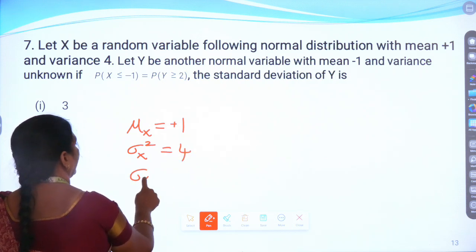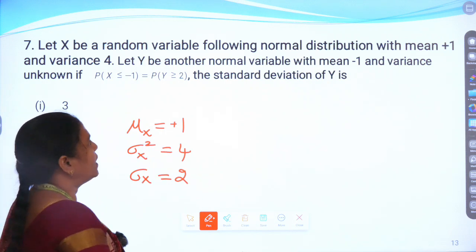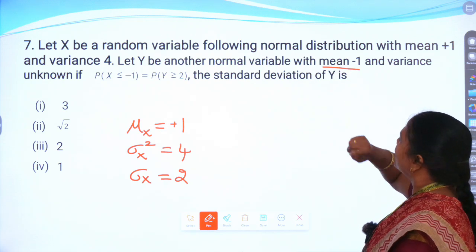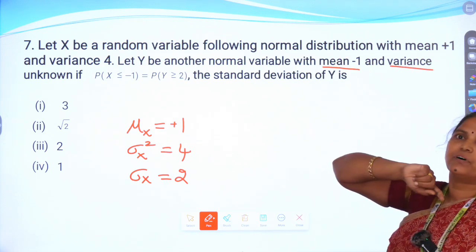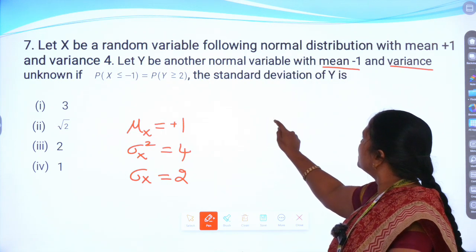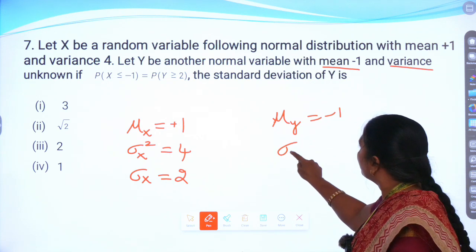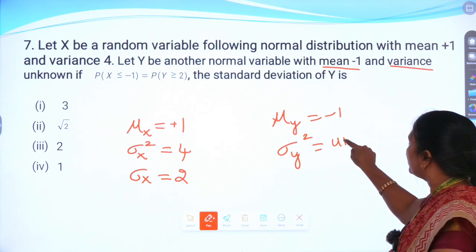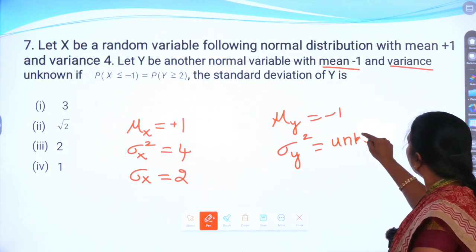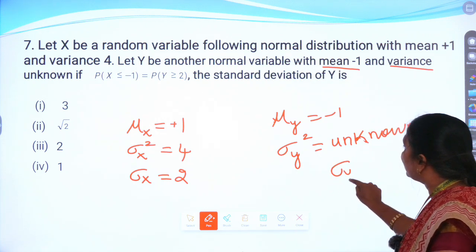If we need, we can find the standard deviation of x also. The standard deviation of x is 2. They have given the mean of y as minus 1, and we don't know the variance of the y variable. The variance is unknown for y. So mu y is minus 1, sigma y square is unknown, and we have to find the standard deviation of y.